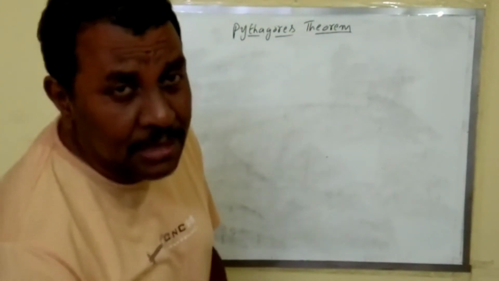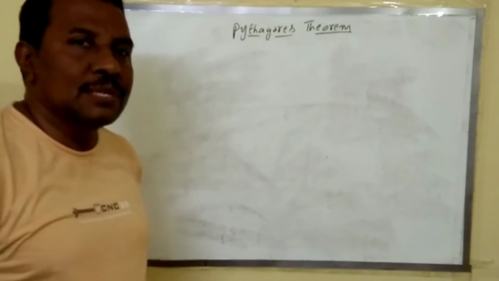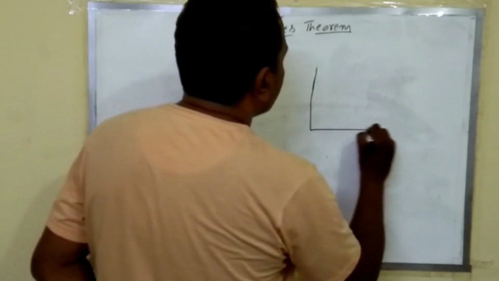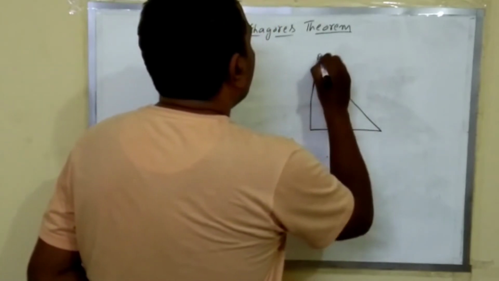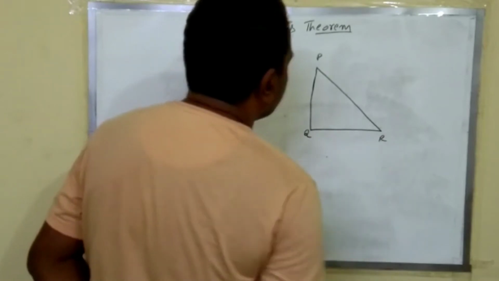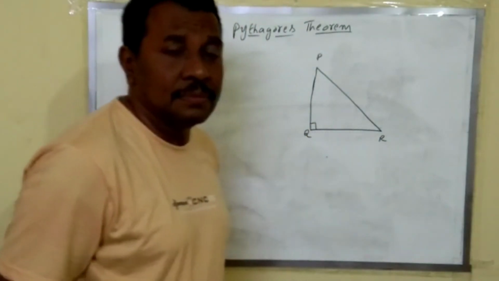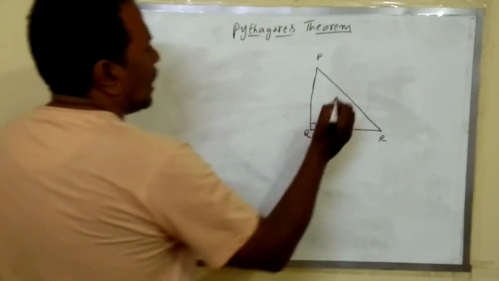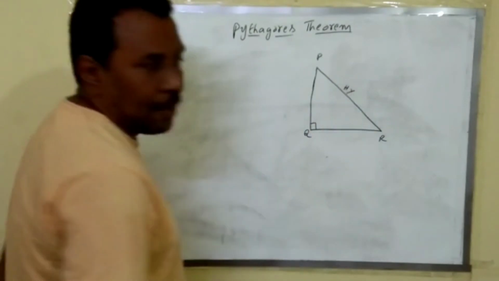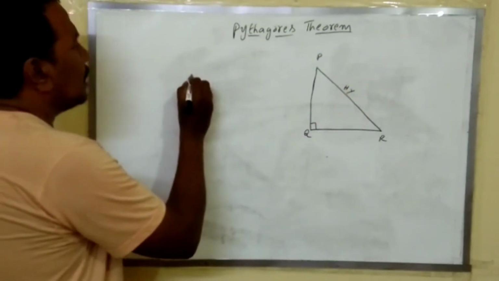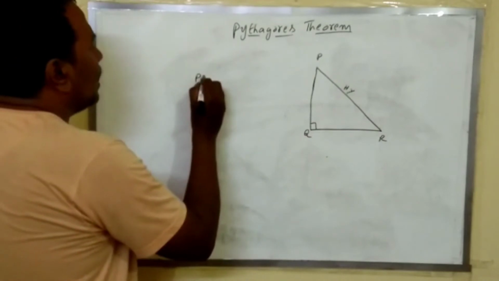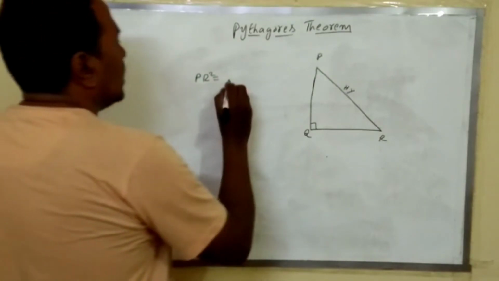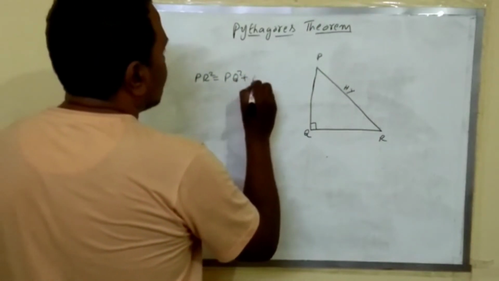So once again, what is the Pythagoras theorem? Square of the hypotenuse is equal to the sum of the squares of the other two sides. Let's take one more triangle, P, Q, R. Angle Q is a right angle. Apply Pythagoras theorem for this right angle triangle. Here, what is the hypotenuse? PR is the hypotenuse. So how do you write this? Square of the hypotenuse, PR square, is equal to the sum of the squares of the other two sides, that is PQ square plus QR square.